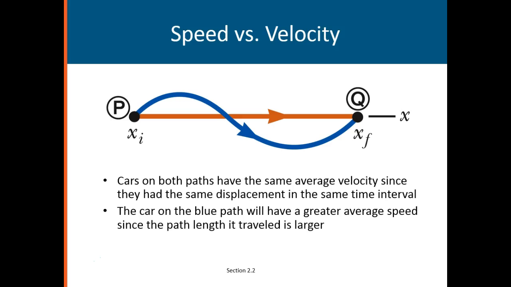The car in the blue path will have a greater average speed since the path length it traveled is larger. This almost seems like it's contradicting what it said before, but it really isn't. They just said it fairly poorly before, as I pointed out. But this one went a larger distance in the same time. This one went a shorter distance, but it still took the same time. Blue car just went at a higher speed, but their velocities, initial minus final, same.